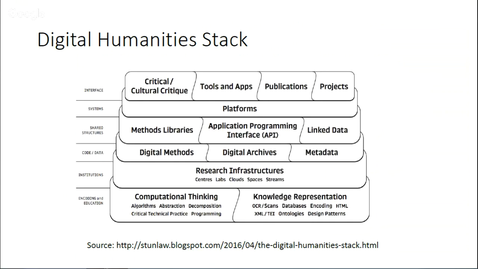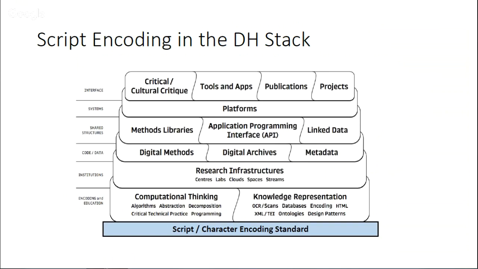The digital humanities stack is basically conceived of largely in this sense, where computational thinking and knowledge representation merge. That allows us to develop research infrastructures, digital methodologies, metadata for cataloging, for annotating texts, all the way up to allowing us to do cultural and critical critiques, to use various tools and applications to make these texts alive to certain audiences, and then to publish about the work that we do. To me, script and character encoding are the foundation of this digital humanities stack. Without having an ability to represent language on computers, none of this is possible. And so for many of the languages of the world, in particular ancient languages, this aspect is absent.